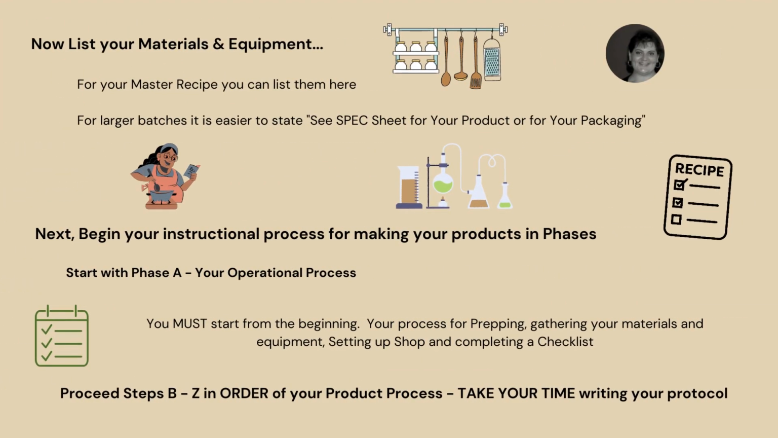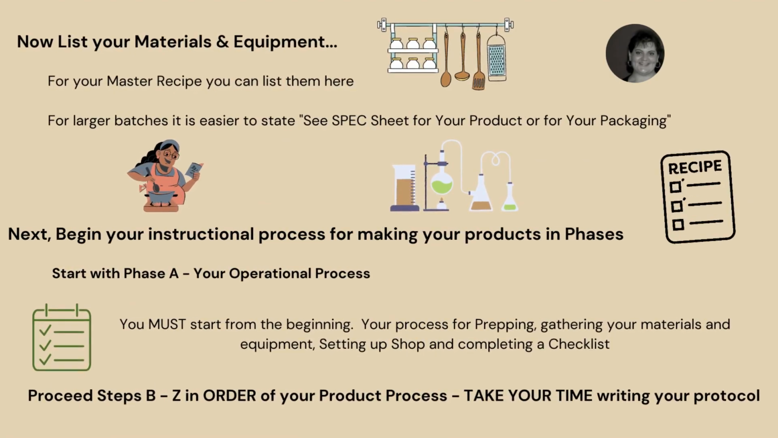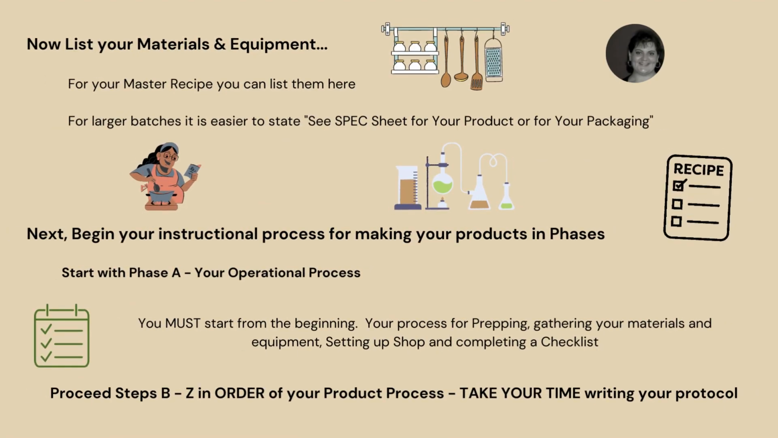Next is listing your materials and equipment. Now, for your master recipe, you can list them here since it's such a small batch or a tester batch, and your list will not be that long. But for larger batches, it is easier to state see spec sheet for your product or see your spec sheet for your packaging. And this means that in this section, you have a spec sheet, and that will be included in this section only. Now we'll cover spec sheets in the next few slides coming up.